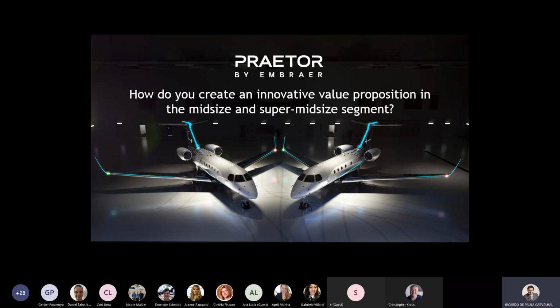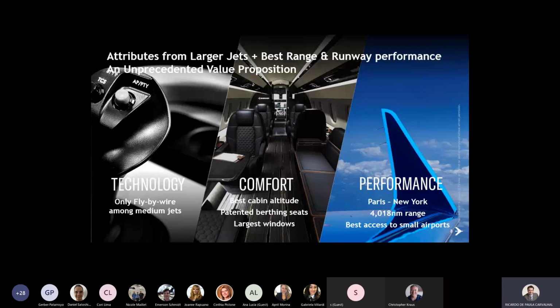When Embraer entered this market, what we had in mind was, okay, we are creating a couple of medium jets out there. So how do we create an innovative value proposition in the mid-size and super mid-size segment? How can we be different? The answer is not very complicated to give, but very hard to execute.